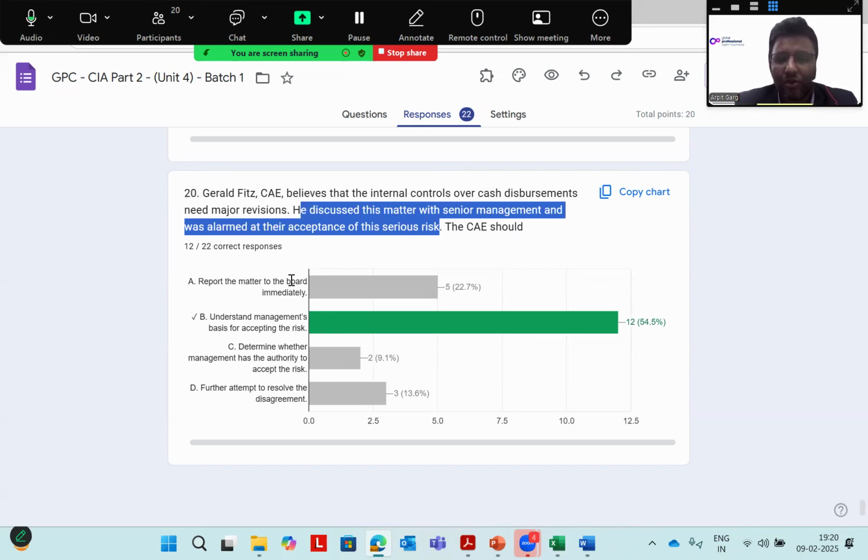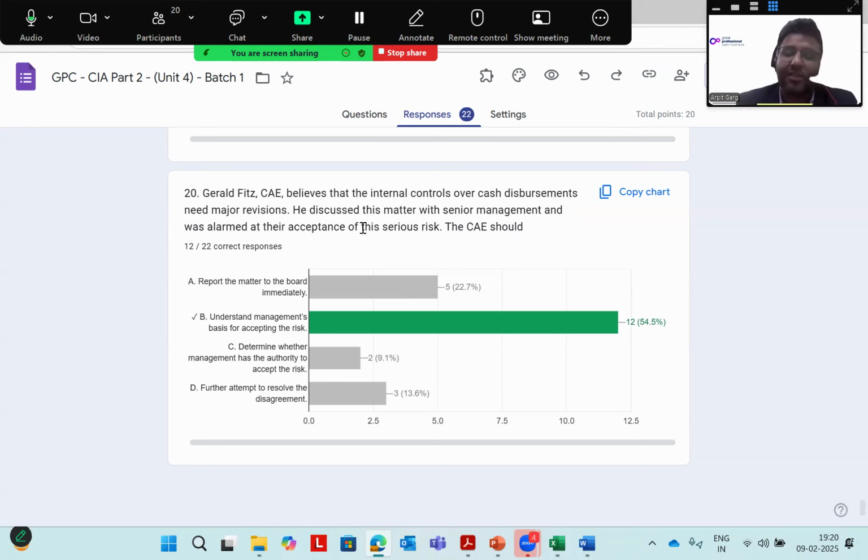Report the matter to the board immediately, or understand the management basis of accepting the risk, or determine whether management has the authority to accept the risk, or further attempt to resolve the disagreement. People, now this is completely different from what we discussed. We discussed that we discuss with the senior management and the board, and the next is report the matter to the board, right? But here it has added one more element: understand the management basis of acceptance of the risk. So between the two legs, discuss, understand, and then report could be better. That's why B becomes more appropriate.